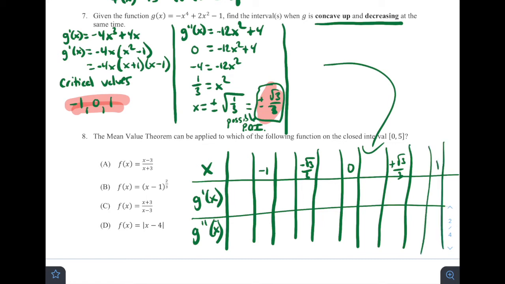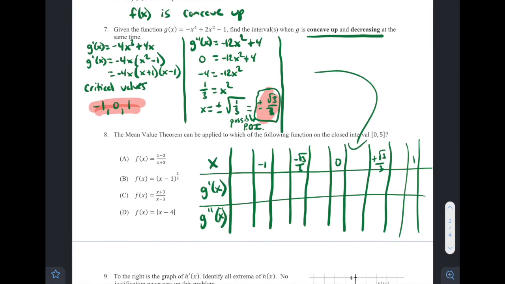Okay, so we've got all of this. Lots of stuff. Let's see what we know, and then we'll fill in the intervals to the side of this. At -1 and 0 and 1, we know the first derivative is 0. And at negative root 3 over 3 and positive root 3 over 3, we know that the second derivative is 0, since those are places where the second derivative was 0.